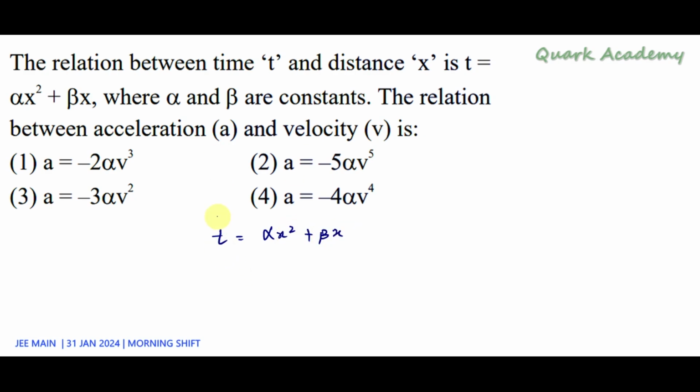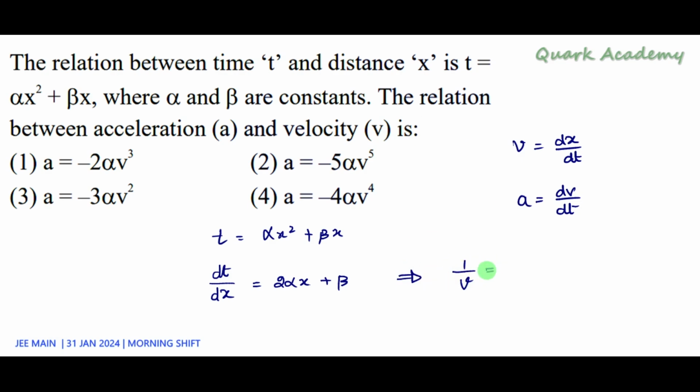So let's differentiate this time expression with respect to x, which means on both sides we have to differentiate with respect to x. Here we will get dt by dx, which is equal to 2 alpha x plus beta. So we know that velocity can be written as dx by dt and acceleration can be written as dv by dt, right? So this dt by dx can be written as 1 by velocity. So 1 by velocity is equal to 2 alpha x plus beta.